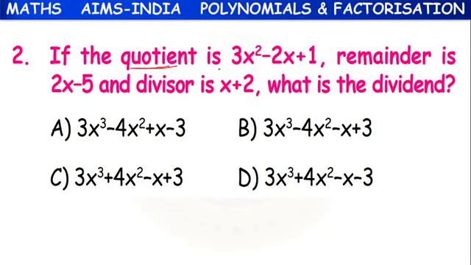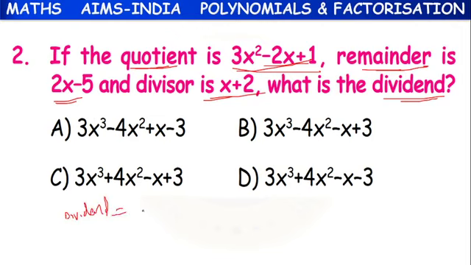If the quotient is 3x square minus 2x plus 1, remainder is 2x minus 5, divisor is x plus 2, what is the dividend? What is the formula for dividend, children? The formula for dividend is divisor into quotient plus remainder.